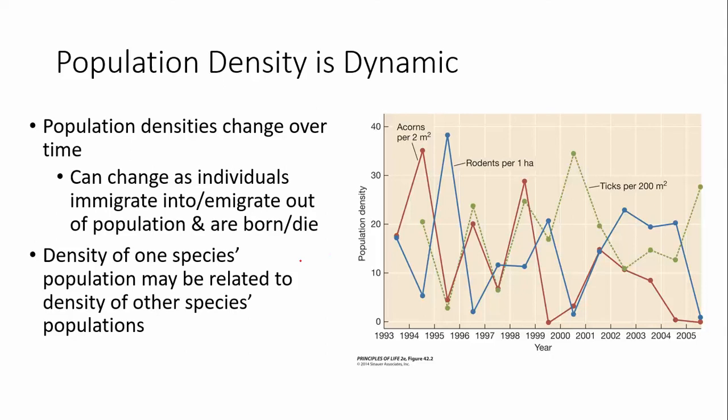So here you see density of acorns, rodents, and ticks. What you'll notice is that the population of ticks, at least here, seems to be mostly following the population of rodents. So when there's an increase in the population of rodents, there's an increase in the population of ticks as well. What probably happened here is there was a decrease in the number of rodents, so those ticks seem to have switched to some other species that was pretty plentiful.